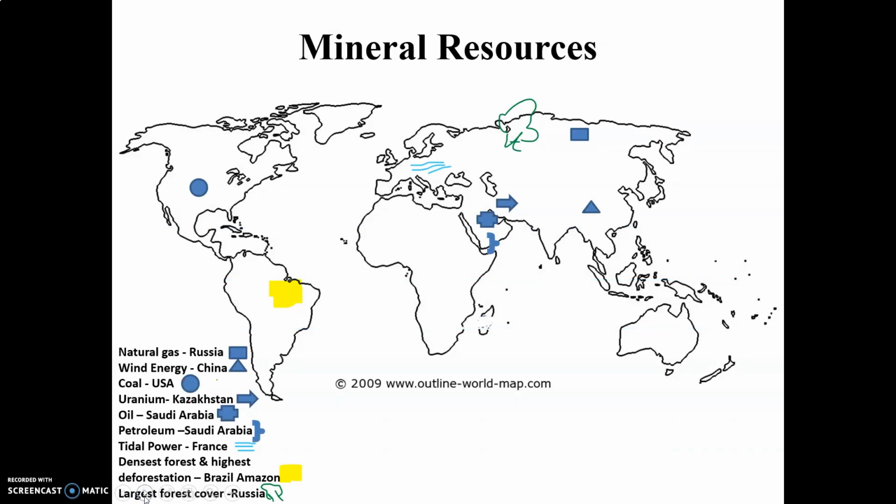First theme will be mineral resources. Natural gas is found more in Russia. Give a symbol to Russia. Try to memorize the location of Russia. Wind energy is maximum produced in China. So try to find out the location of China and try to remember it.